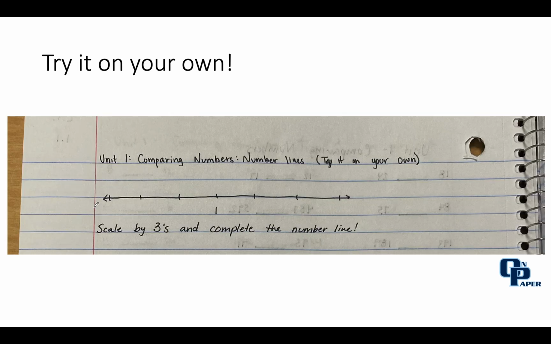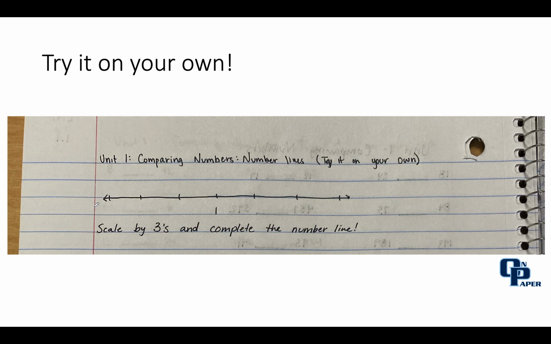And here we go. So again, this is on the other side, other blank page of your notebook paper if you have your notebook completely open. At the top, again, I want you to write Unit 1, comparing numbers, number lines, and then try it on your own.